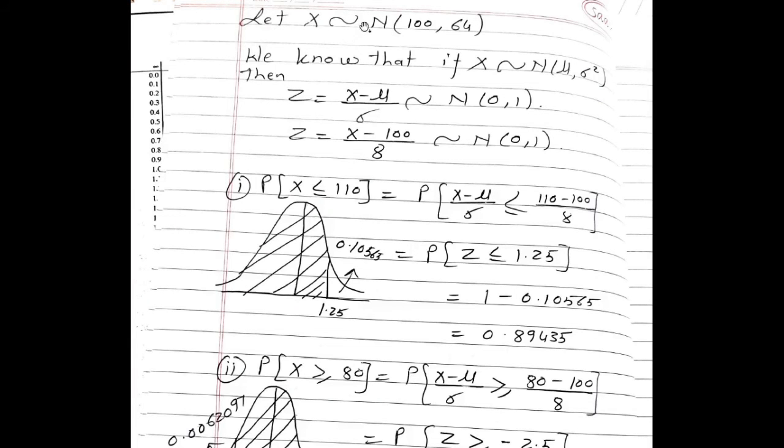So x follows normal with 100, 64. So we know that if x follows normal with mu sigma square, then z is equal to x minus mu upon sigma follows normal 0, 1. So z is equal to x minus 100 upon 8 follows normal 0, 1. Probability x less than or equal to 110 we want to find, which can be written as probability x minus mu upon sigma less than or equal to 110 minus 100 upon 8, which is equal to probability z less than or equal to 1.25.